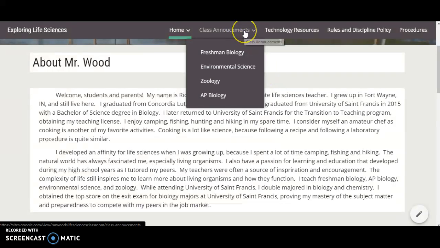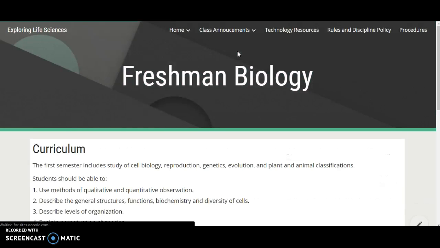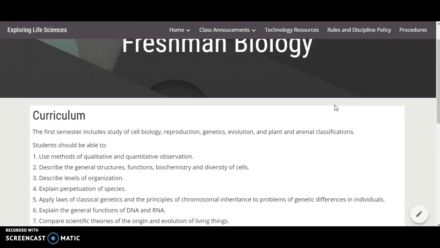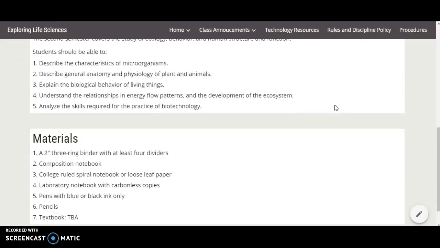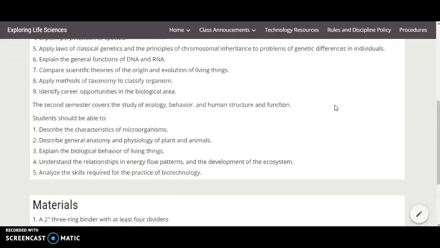Next, if you go up here to Classroom Announcements and then come down here to Freshman Biology where your class is, click on that. It will take you to your class page. And there's two announcements on here right now, one for curriculum and one for materials.